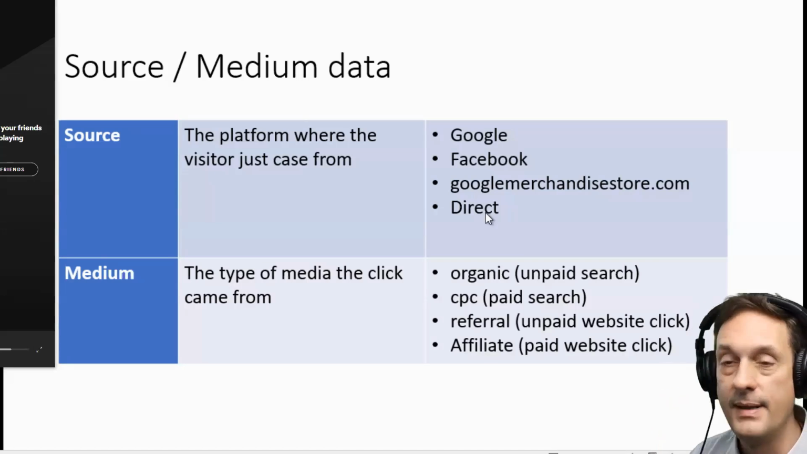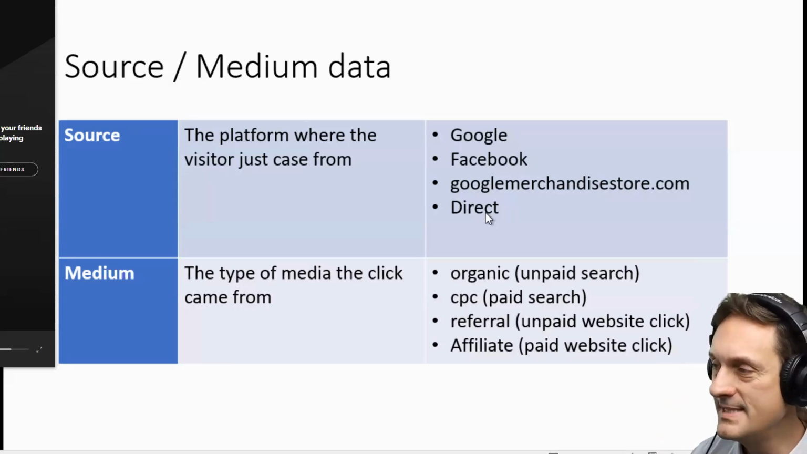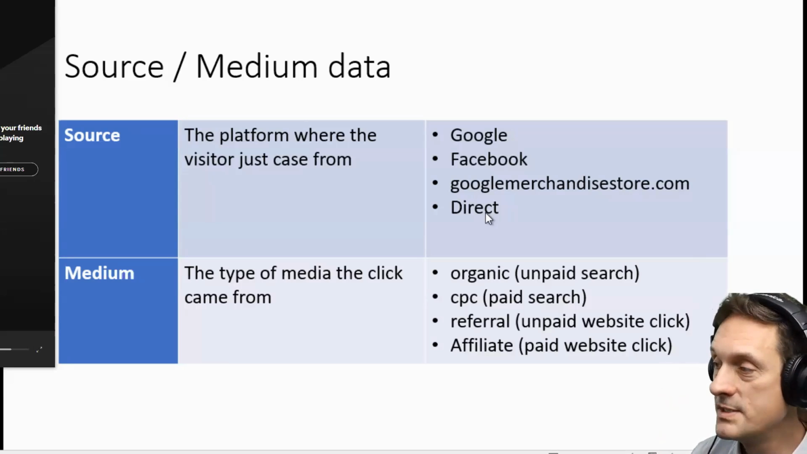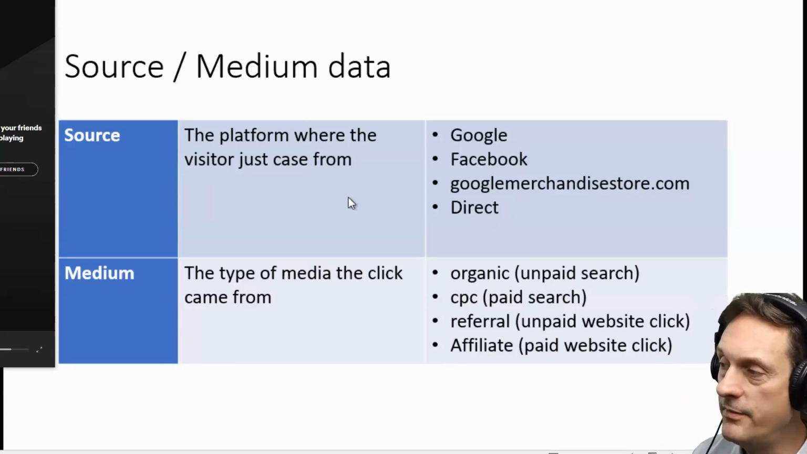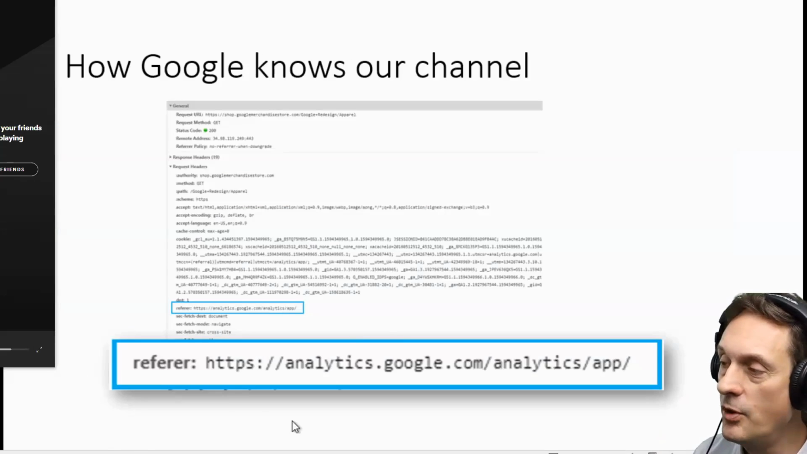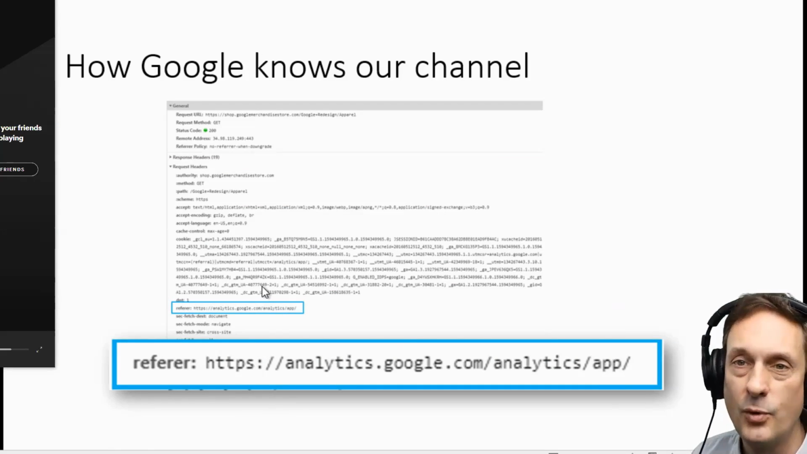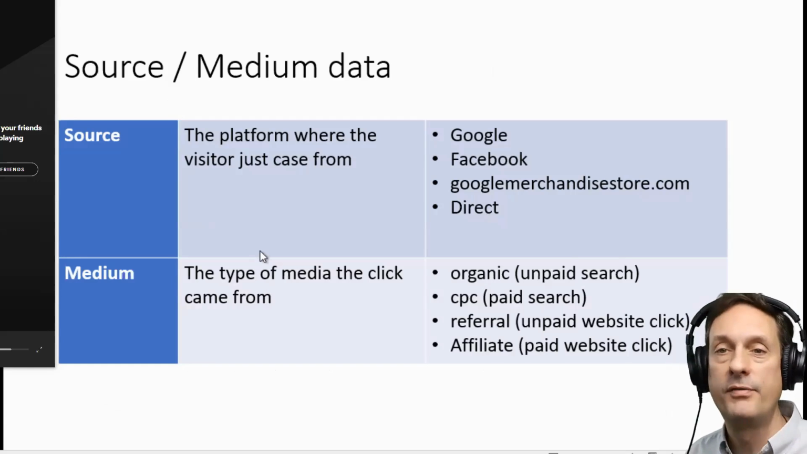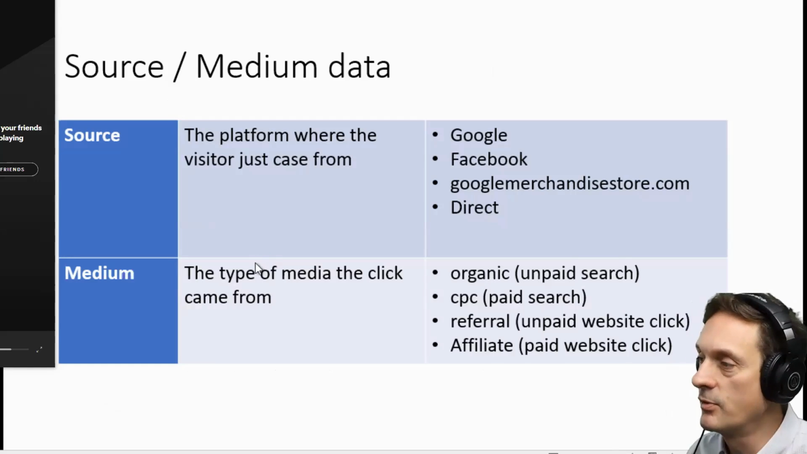Was it organic, meaning that it was free? So was it from an unpaid search? Was it CPC, cost per click, meaning it was from the paid search product? Was it referral? So this one above, for me, that was a referral because I didn't pay. Google didn't pay itself to click. But a lot of sites do have referral clicks. I don't know if you've ever used Amazon's referral program. That's a referral click thing.